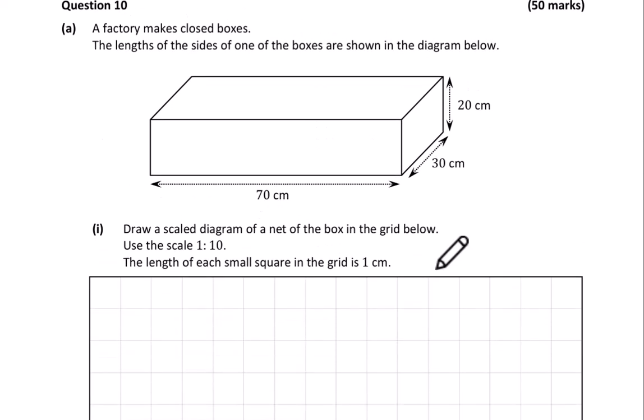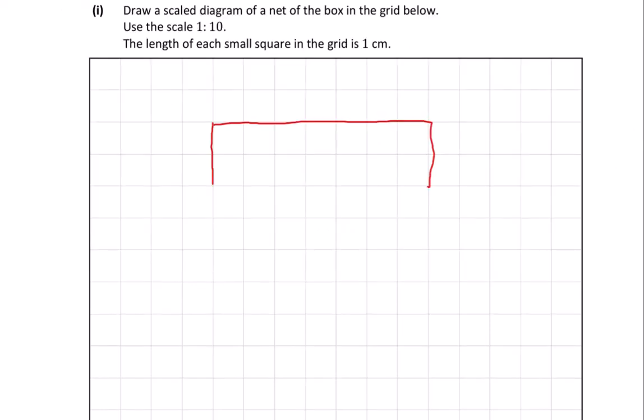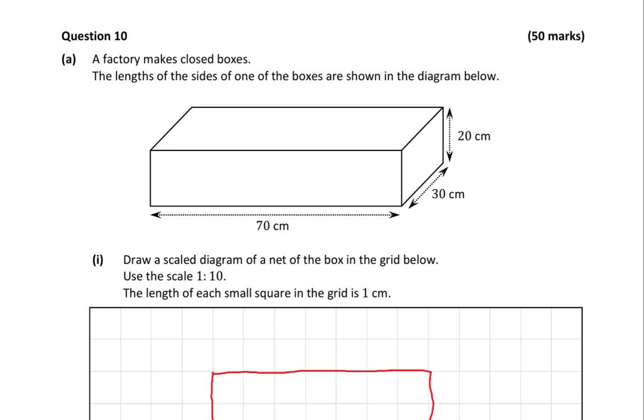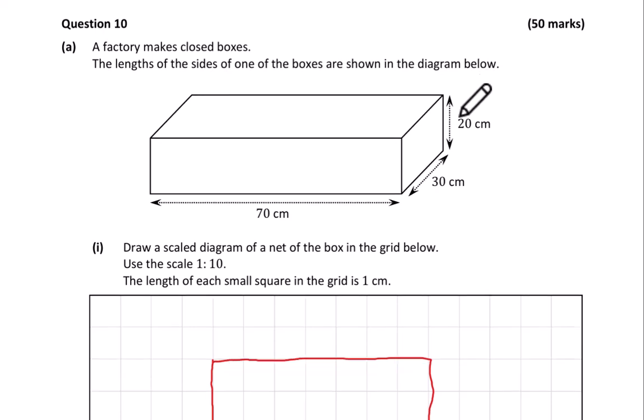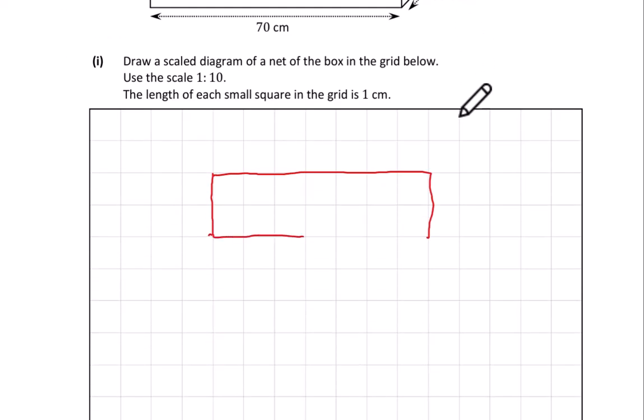So I'm going to draw the back edge first. So it's this face but at the back, and that is 20 by 70. So we need 2 squares up and 7 across. So you guys need to use a ruler here as well, by the way. So now I'm going to draw the bottom part. The bottom part is 30 by 70. So I'll just close that off. So I need 30, 1, 2, 3 by 70.